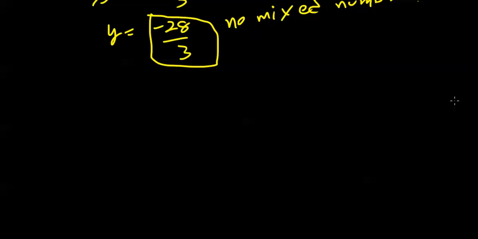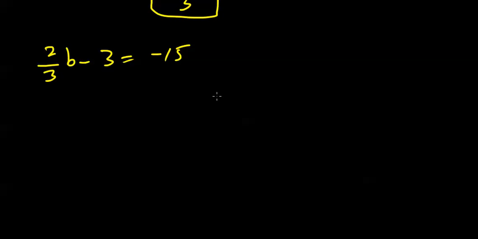Alright, let's try another one like this with fractions. Again, here's where students start to go south in these types of problems. 2/3 b minus 3 equals minus 15. What do I do about the fraction? Get rid of it. How do I get rid of it? Multiply all sides, both terms, by the least common multiple of all fractions contained in the equation. Well, there's only one fraction here, and the only denominator there is 3. So if I multiply both sides by 3, the fractions should go away.